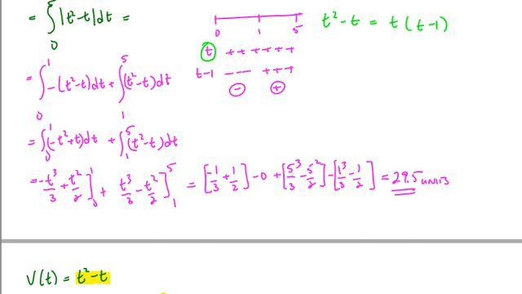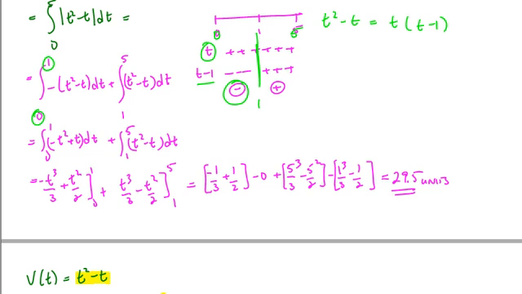So here I've put t on the number line, between 0 and 5. That's all we're worried about. And t minus 1 changes at 1. So there's two sections, negative between 0 and 1 and positive between 1 and 5. So that's why I've changed my integral into two pieces.